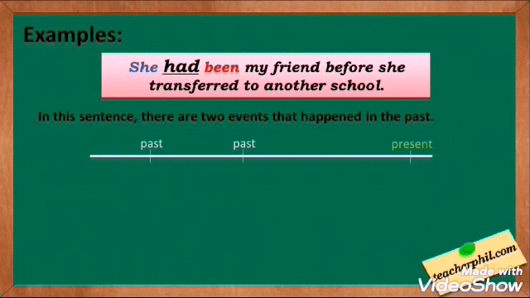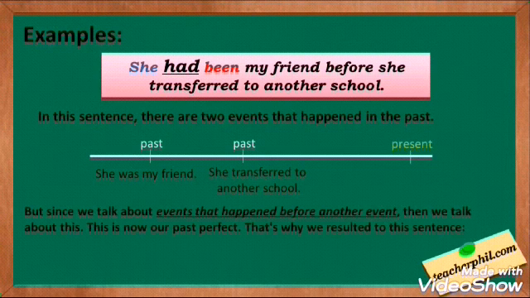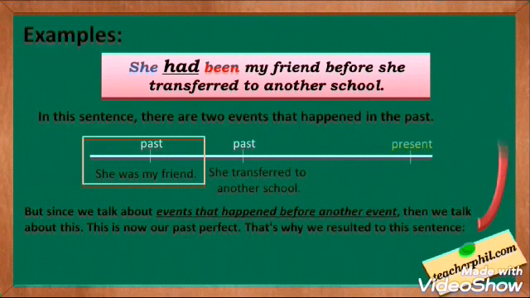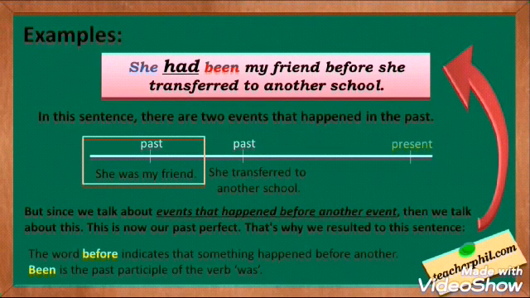So, if we illustrate the tenses, we have the present and we have two actions that happened in the past. The first one, she was my friend, so this is the past perfect, and the second one, she transferred to another school. Since we talk about events that happened before another event, this is now our past perfect. That's why we resulted to this sentence. So she was my friend, it will be she had been my friend, because this is the first action that happened in the past. And the second one, she transferred to another school.